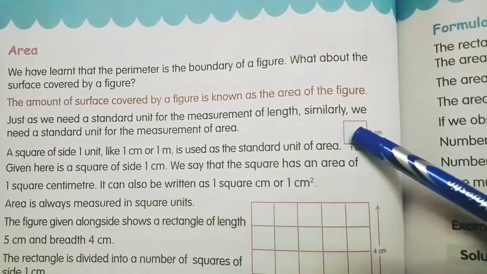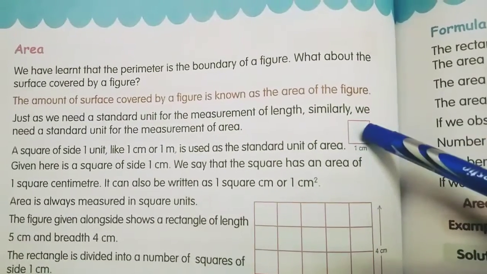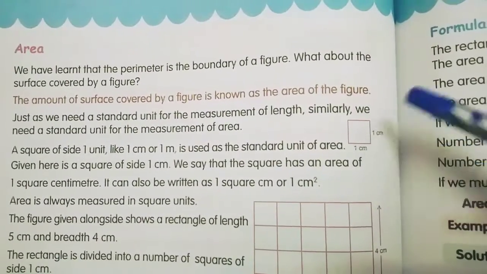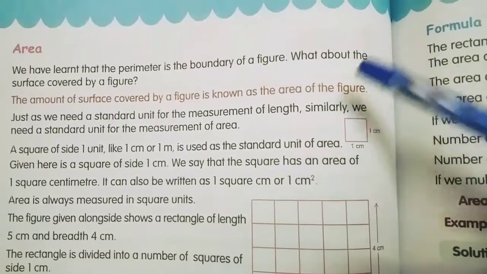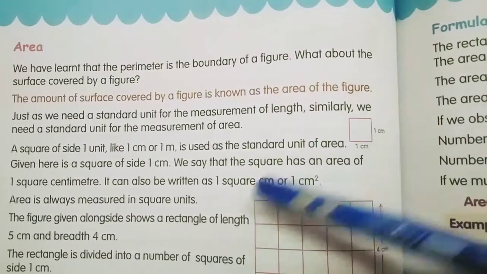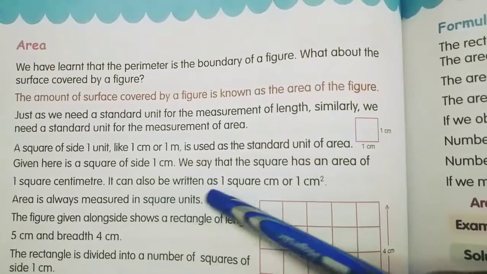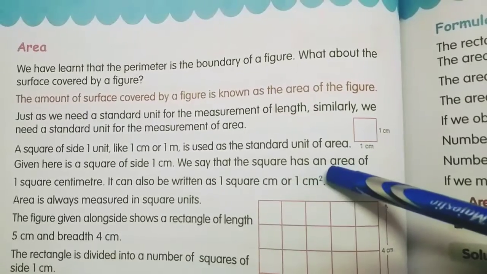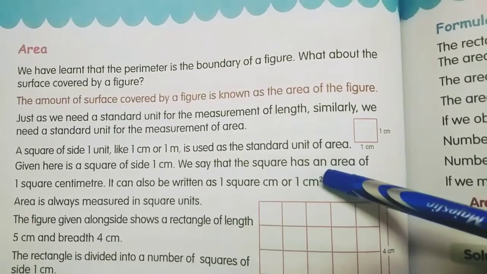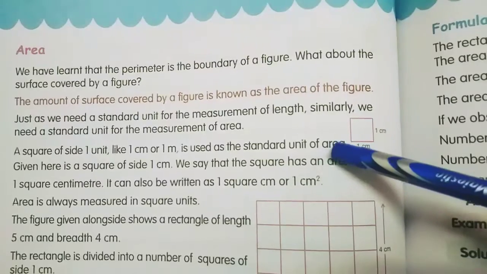Okay, so area is measured in what? Square centimeter or square meter. The unit of area is square centimeter or square meter, like this. That means you have to put a square like this. See, 1 square centimeter can also be written as 1 centimeter square. So the 2 means square. It can be a meter square or centimeter square, kilometer square, anything.